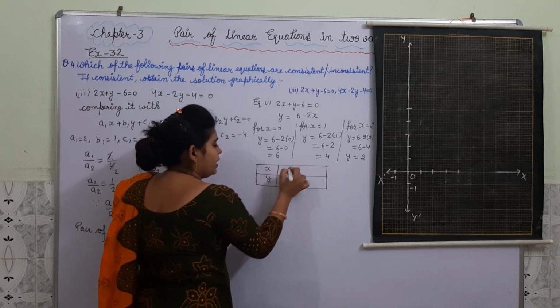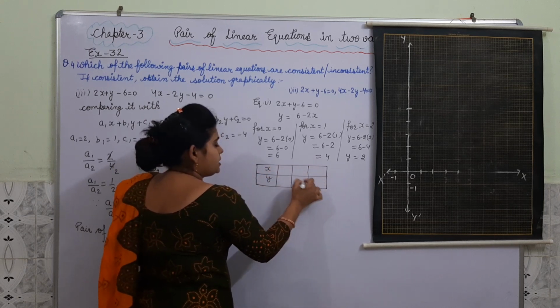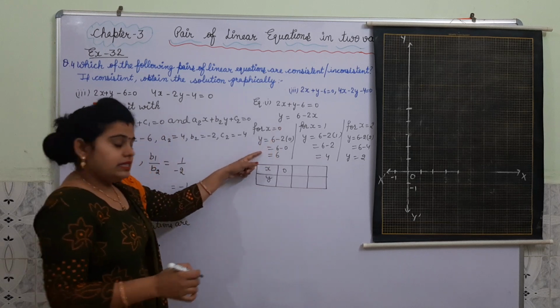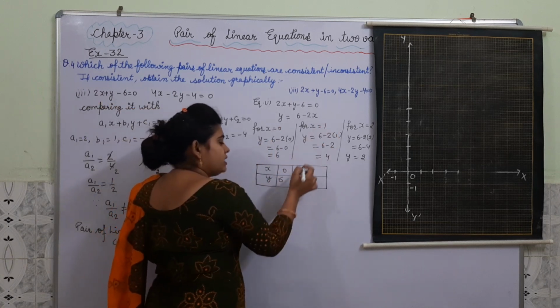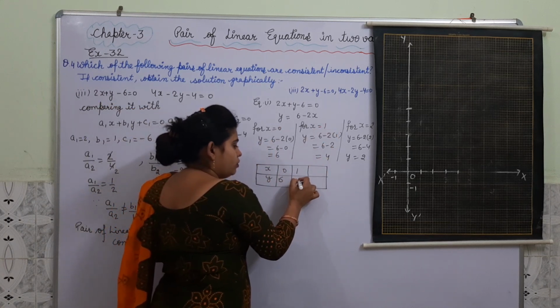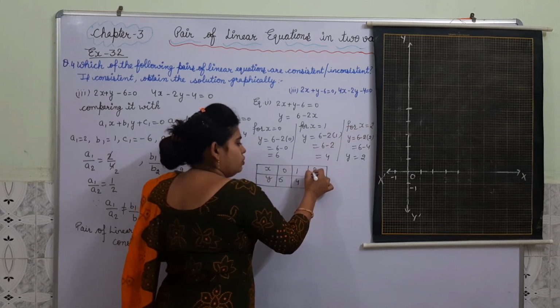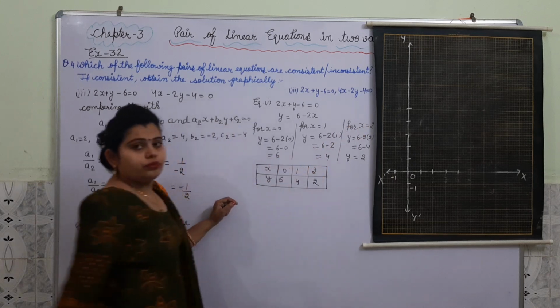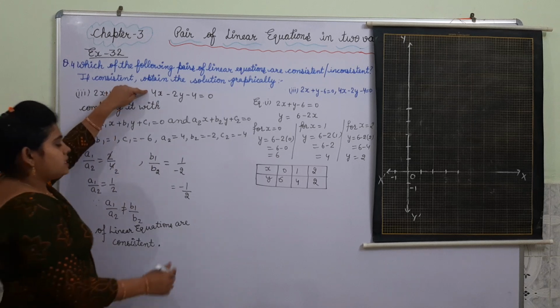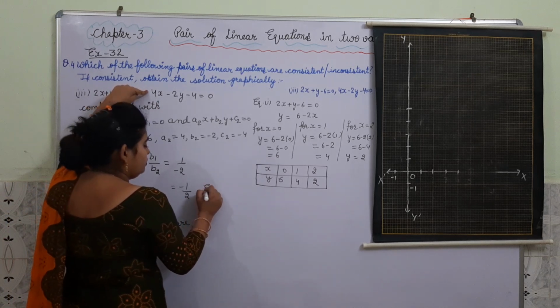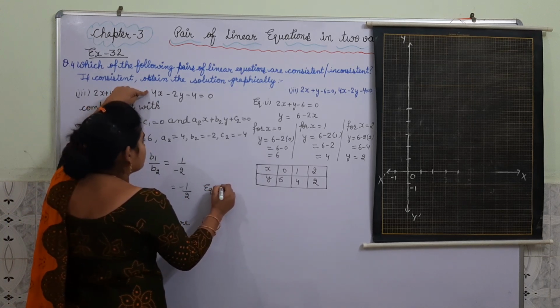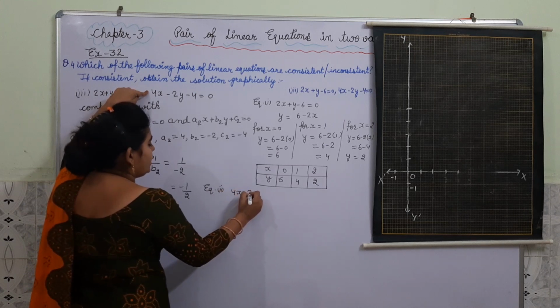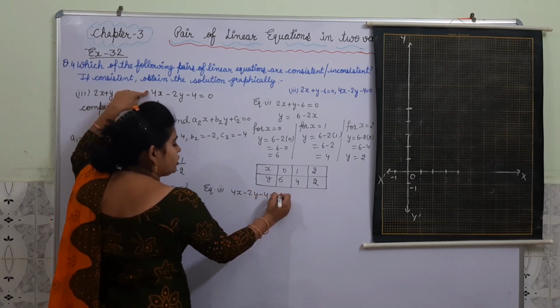X, y. If x is 0, y is 6. If x is 1, y is 4. X is 2, y is 2. After this, take its second equation. 4x minus 2y minus 4 is equal to 0.